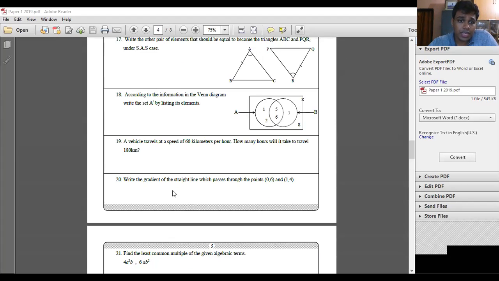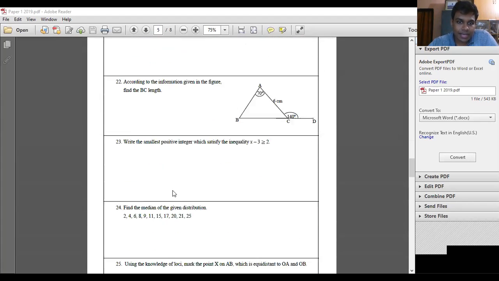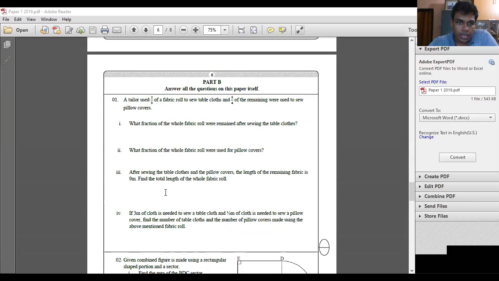Next question should be the bigger question. Let's see where it is. Yes, there's an application again. This is what I'm saying. The model is there. If you have done your past papers, better than your exercise book, if you've done your past papers, my friend, you are going to get very good marks. So moving on to this question, part B, first question.